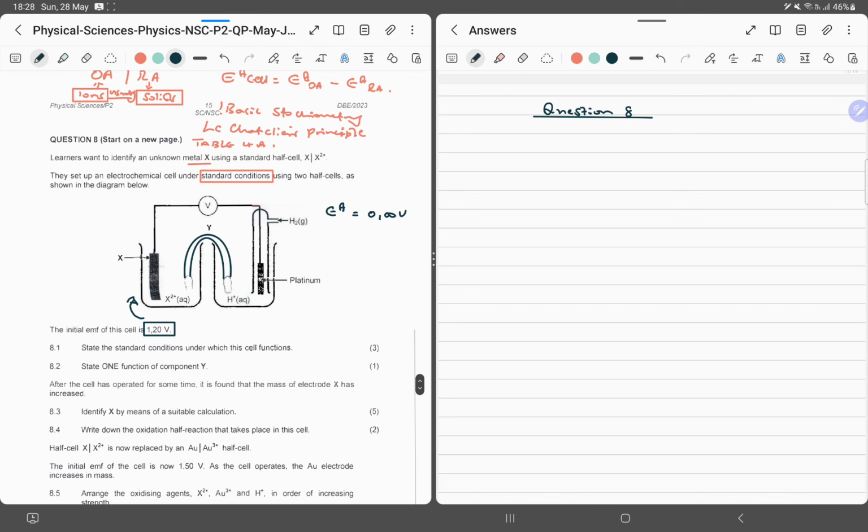Okay. Now state the standard conditions, easy marks. So we know that the concentration is equal to 1 mole per decimeter cubed. Temperature is 25 degrees Celsius or 298 kelvins. Then if gases are involved, which are in this case hydrogen gas, should be 1 atmospheric pressure.